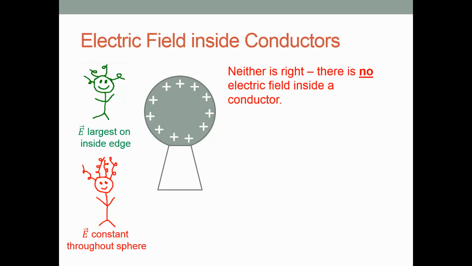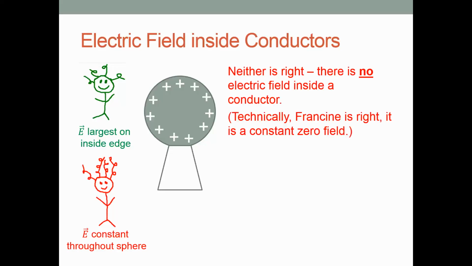So in terms of Fred and Francine, neither one is right. There's no electric field inside a conductor. Well, technically, Francine was right. She said electric field is constant throughout the sphere, and yes, it was a constant zero throughout the sphere. Fred was wrong. He said it was largest on the inside edge. It is largest on the outside edge, but on the inside, it's all going to be zero.